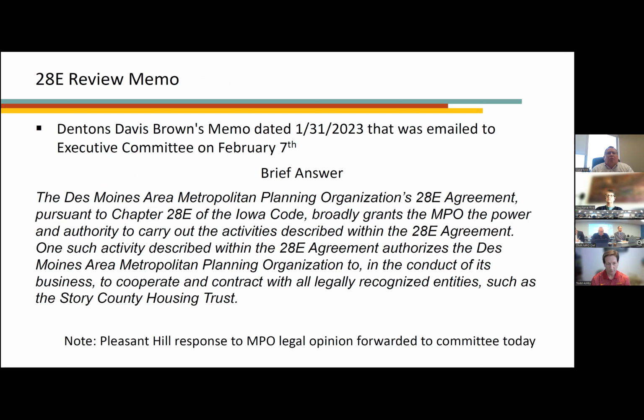The brief answer was that it broadly grants the MPO the power and authority to carry out the activities described in the 2080 agreement, to conduct its business, and to cooperate and contract with legally recognized entities such as the Polk County Housing Trust or Story County Housing Trust, or whatever entity that is. Back one slide.